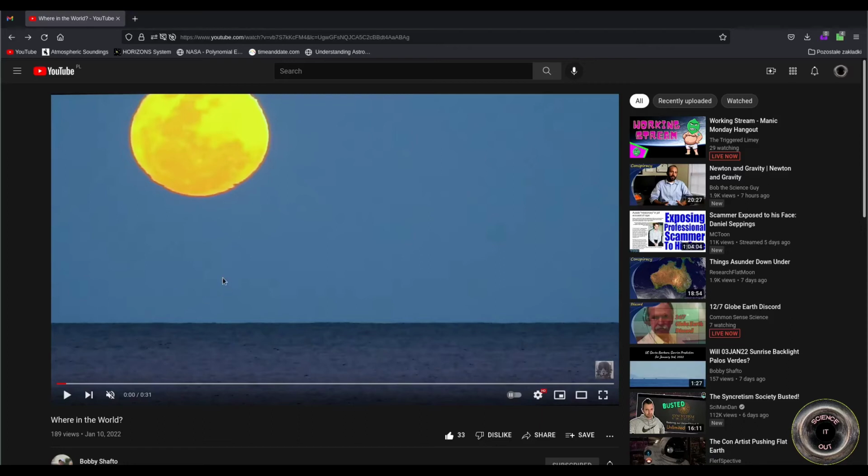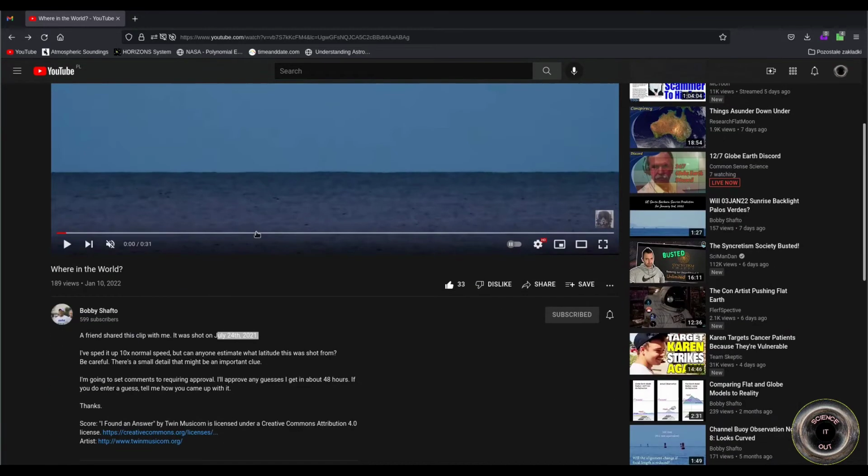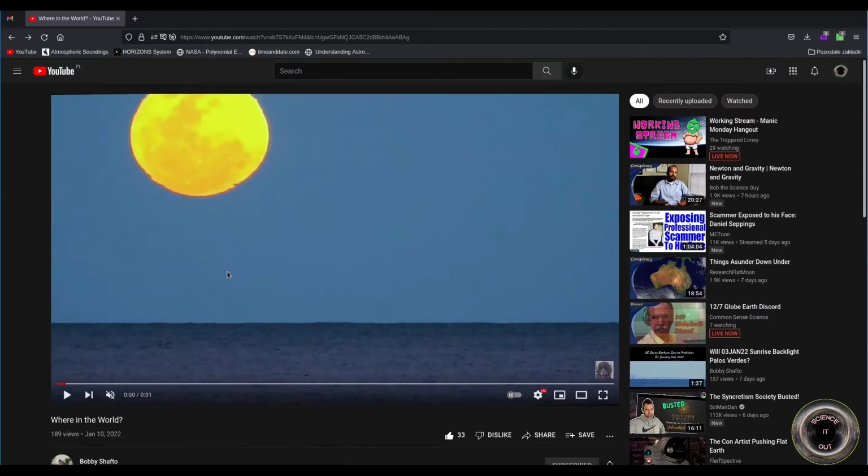Hi! Bobby Shafto posted a really nice challenge recently. There is this video of the moon, along with the date of the recording here in the description, and the challenge is to figure out the observer's latitude. If you know a bit about the movements of the objects in the sky, you probably know that this can be done based on the angle between the path of the moon and the horizon. So let's try this approach.